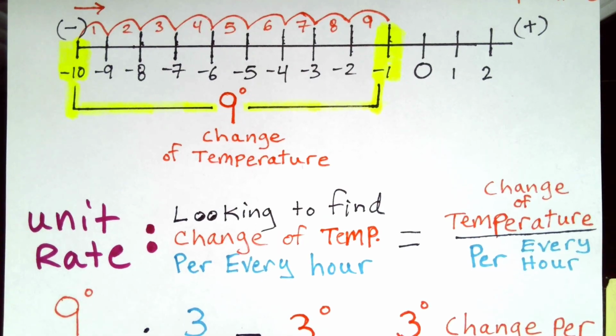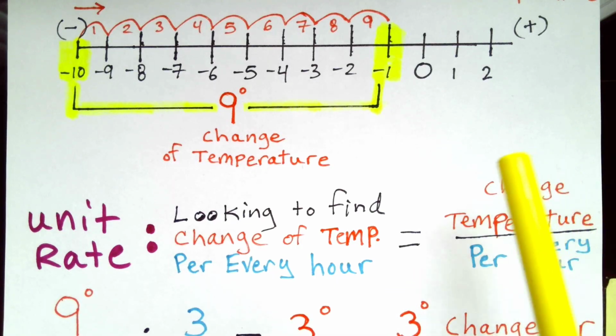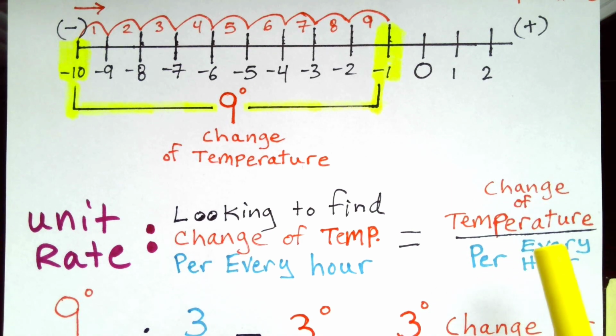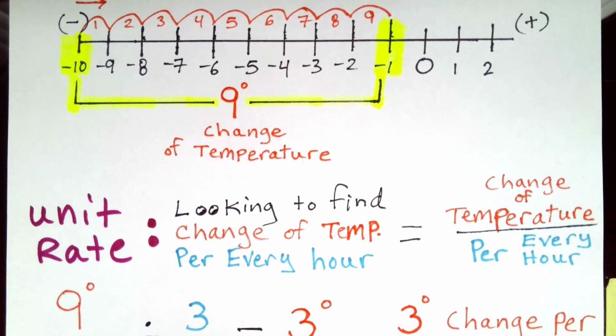Okay. So again, the unit rate we're going to create, we're looking to find the change of temperature over every hour. That's that unit rate, 1 in the denominator's place. So the change of temperature here was 9 degrees. Per every what? Every 3 hours. From 4 a.m. to 7 a.m. was 3 hours. And so I want to show you that here.